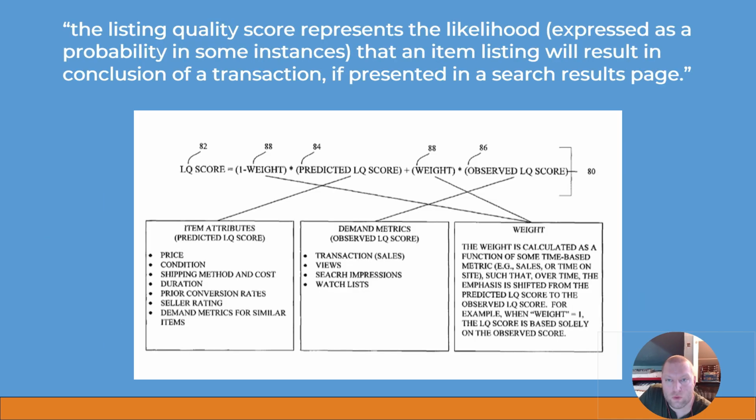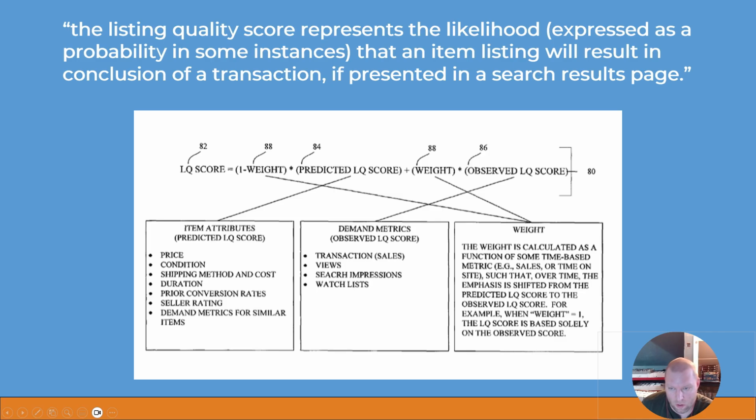All right, this quote is directly from the patent, and basically your listing quality score is how confident eBay thinks your item will sell when they show it to people. And they calculate the score using weights, and this is where end and sell similar comes in. We're going to talk about that a little bit sooner. They have some nice graphs that kind of illustrate how that works. They have a predicted quality score, and then they have an observed quality score. These are the two keys, and then the weight is what changes based on time.